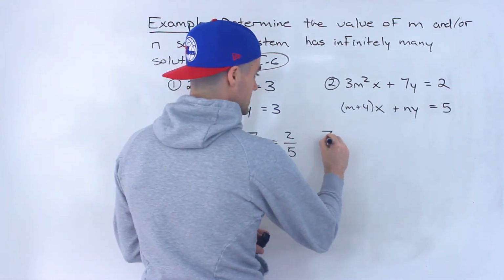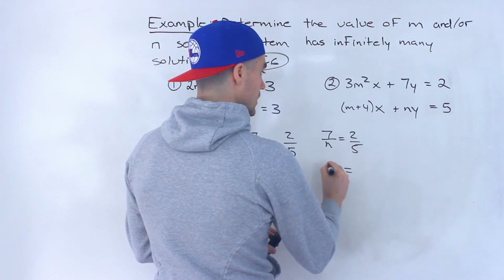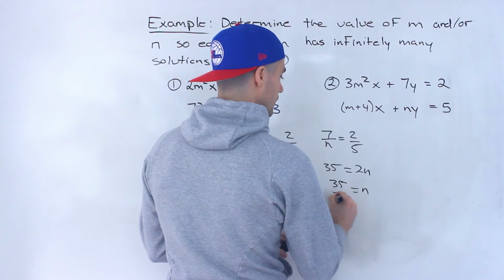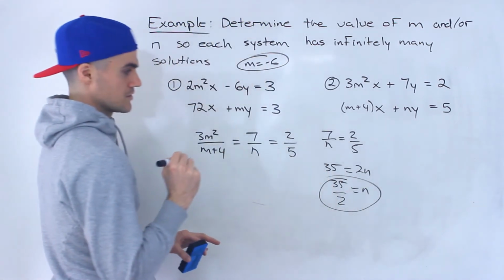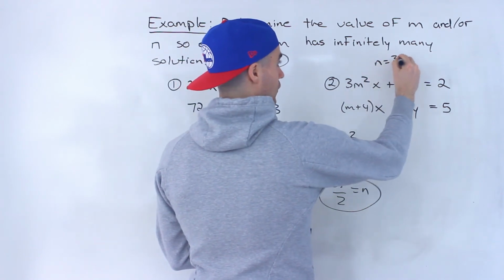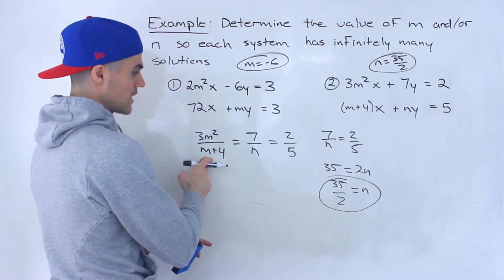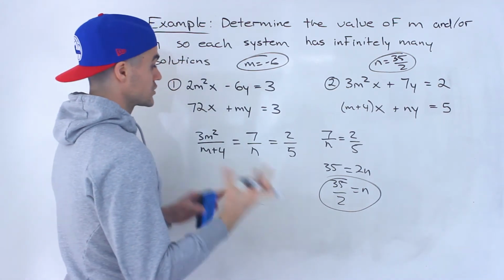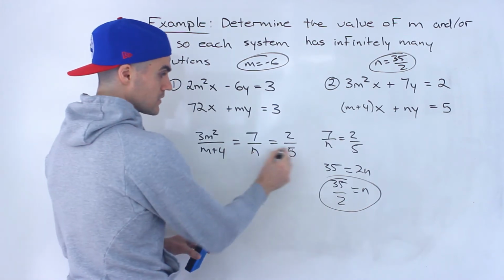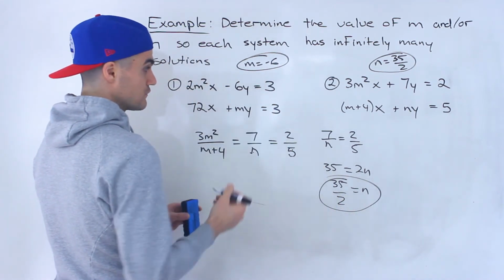So we would say 7 over n equals 2 over 5, which would be 35 equals 2n. So n would be 35 over 2. That would be the answer for n. That's the easiest one, I feel, because with the other one, we're actually going to get a quadratic equation, and there are going to be multiple solutions for it. But this one is really easy: just cross multiply and isolate for n. So n is 35 over 2.